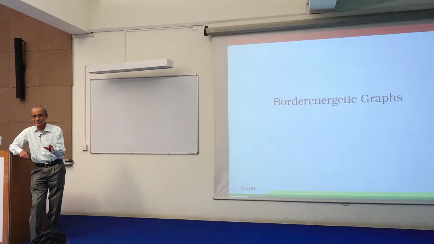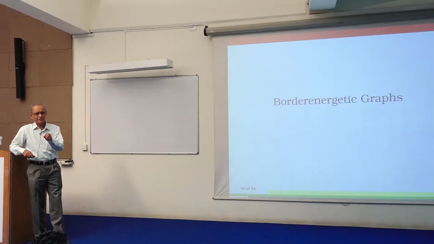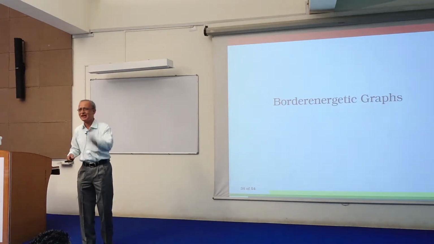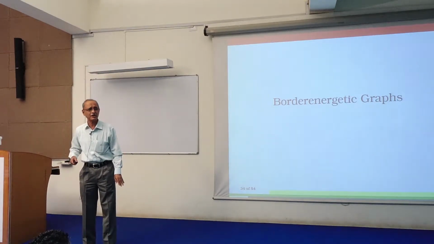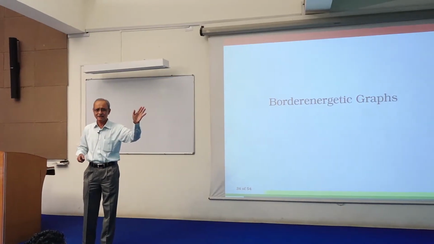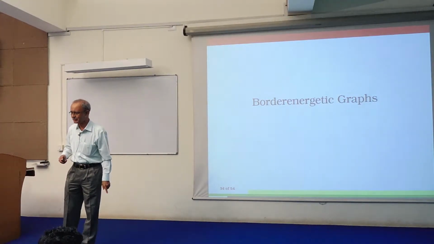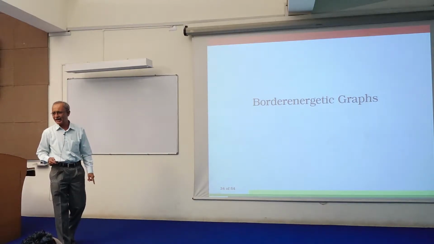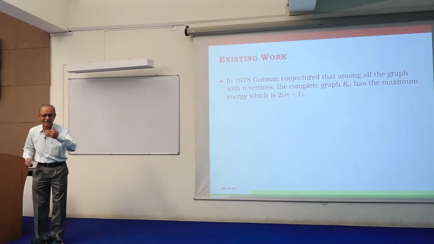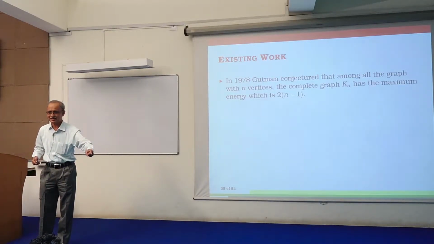by Gutman. In the same paper, he conjectured that among all the graphs with n vertices, the energy of a complete graph is maximum. Means the energy of any other graph with n vertices cannot exceed the energy of a complete graph. But soon after, the conjecture was disproved by Walikar by giving some graphs whose energy exceeds the energy of the complete graph.